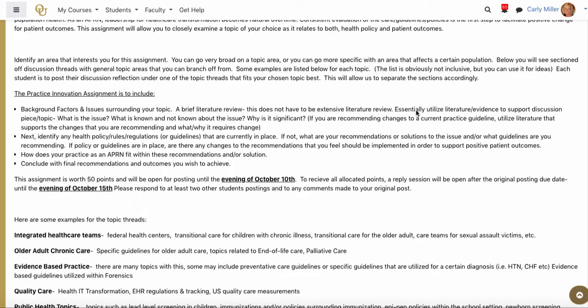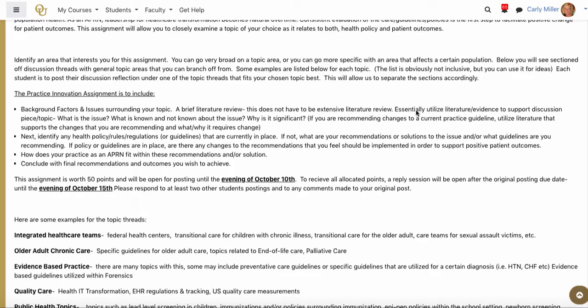I do have it open for posting until October 10th. And then I usually always add the 5 days after. However, I know I posted this a day or two late. So if you need until the 11th or 12th, that's fine with me. But obviously, the earlier you get it posted, then other students can respond as well.